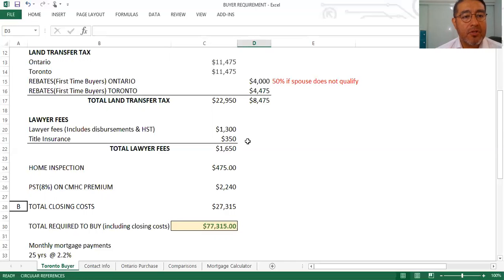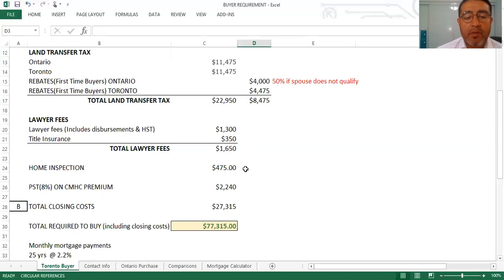Any survey issues that come up, any outstanding payments, condo fees, tax amounts, liens of any kind. If those things should suddenly come up, they were missed, the title insurance protects you against paying all of that. And the title insurance is a one-time fee, and it covers you for the duration that you own that property. So the total legal fees you're going to pay is $1,650.